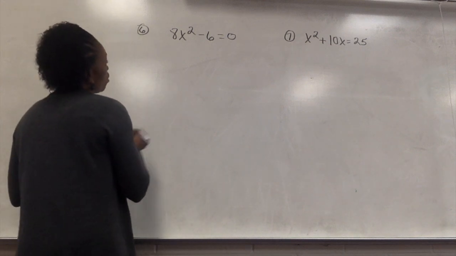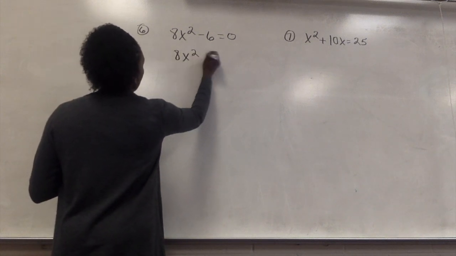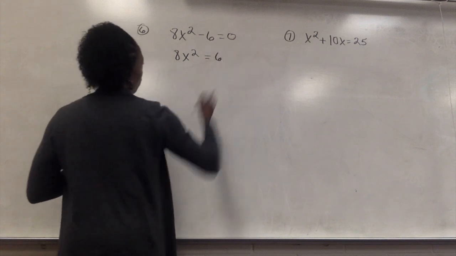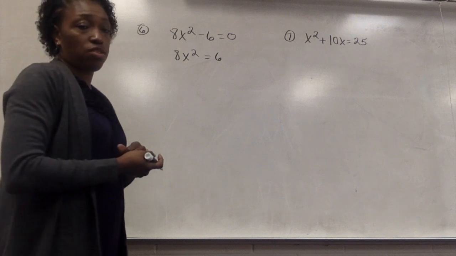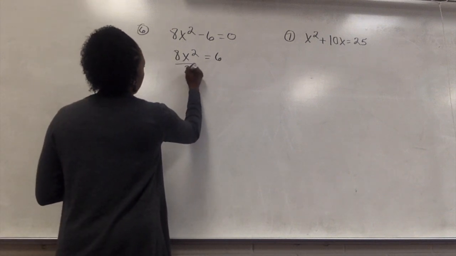What I'm going to do here is solve using the square root method. So I'm going to add 6 to both sides. So when I solve this, I'm going to move my 6 to the other side. And then I'm going to divide both sides by 8.